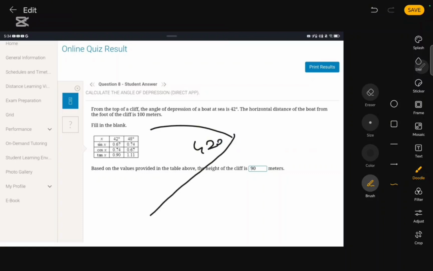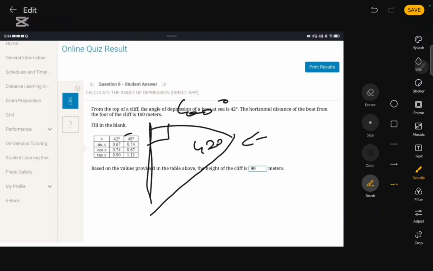And the horizontal distance of the boat from the foot of the cliff. So of the boat, which is right here, from the foot of the cliff is going to be right here. So 100. You want to find the height of the cliff. So the height is going to be over here.